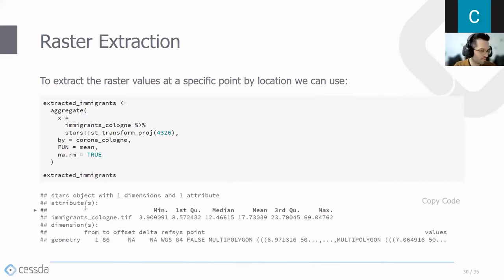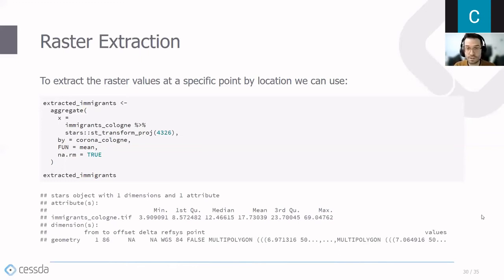So we now have information about the mean share in each district. And we don't have this information about resolution anymore because it's not a raster data set anymore. It's now a vector data set, but represented within the stars package. So this might be a bit complicated.